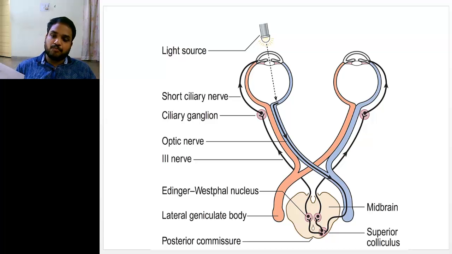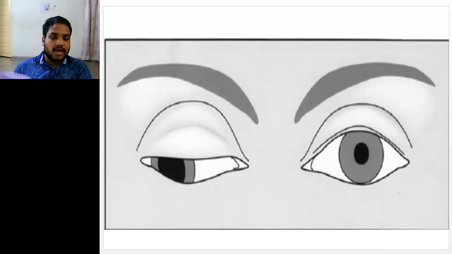Now, what happens in case of an oculomotor nerve palsy or a third nerve palsy? So, what all will be there? I told you that it is supplying the levator palpebrae superioris, that is responsible for elevating the eyelid, right? So, it is gone. Ptosis will result, drooping of the upper eyelid, ptosis.